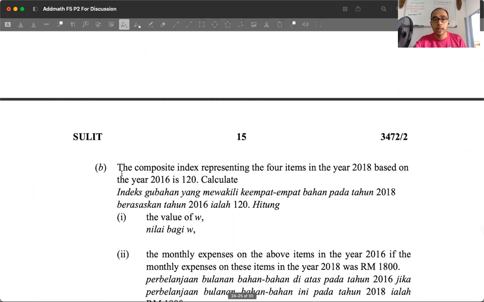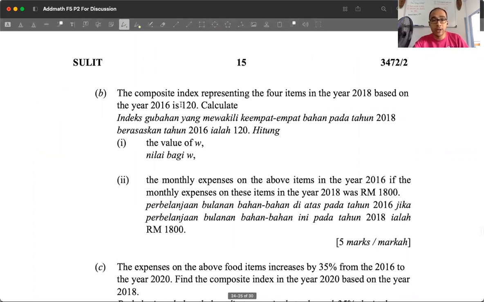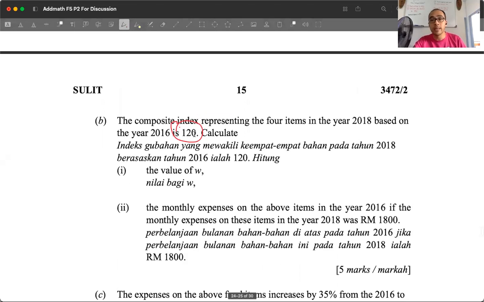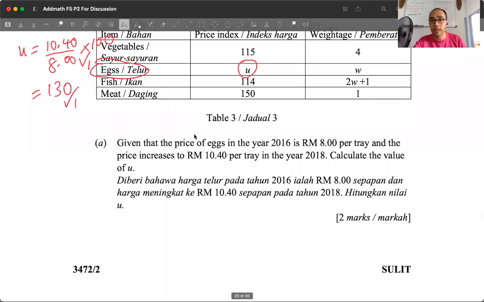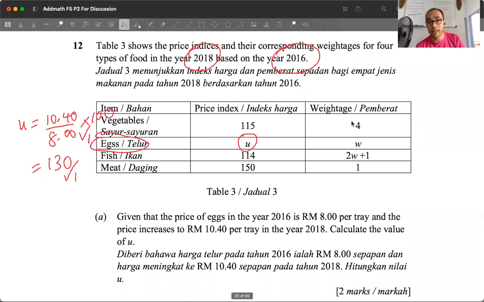Okay, question B. The composite index representing the 4 items is 120. So composite index 2018 to 2016 is 120. Calculate the value of W. This is standard lah. If you have done a lot of these, you already know what to do. Let's first of all multiply this. So 115 times 4 will give you 460. U times W, and we know U is 130. So this is 130W. 114 times 2W plus 1 will be 228W plus 114. Okay, and then 150 times 1 will be 150.